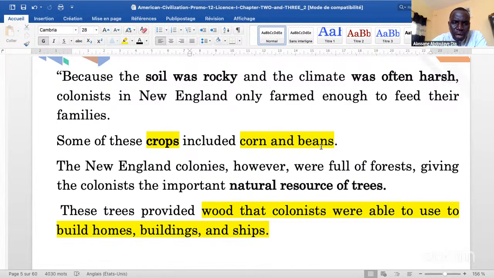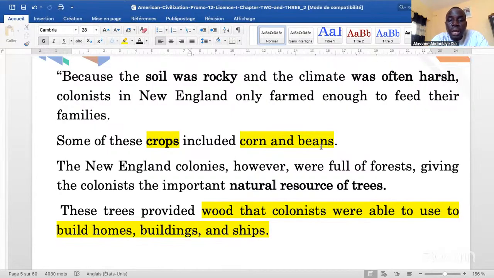And what else? The New England colonies were full of forests. So here you will see that the nature was very dense. There were big forests. Until now, America is characterized by big forests. So what was the advantage of the big forests? It gave the inhabitants of the colonies important natural resources. It means trees. You know where there are so many trees, there are natural resources.